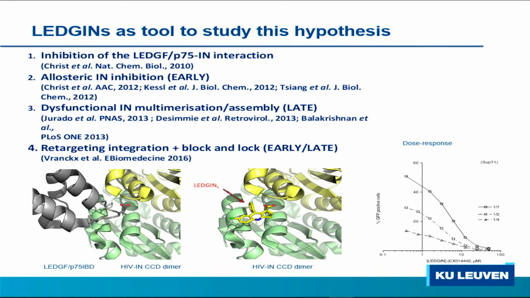Thirdly, and this was found later, by sitting in the pocket, they also interfere with the production of new virus particles, with the assembly. So we have an antiviral which has an early and a late effect, which is a kind of combination in one compound. And then fourth, and this is the novelty, the thing we published, we showed that the legend can also retarget integration, so bring the virus to other sites where it's inactive for transcription. And that's maybe the most interesting mechanism because that can lead to a functional cure.